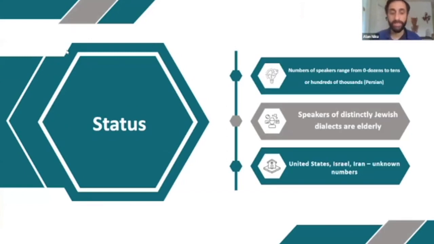So finally, contemporary status. How many people speak these languages? Again, this is a super new field really, and there isn't much data about it. So we don't know how many people speak these languages. There are some dialects who have zero speakers, they're extinct. There are some dialects that are moribund, on the verge of extinction, maybe with dozens of speakers, maybe even just a handful of speakers.